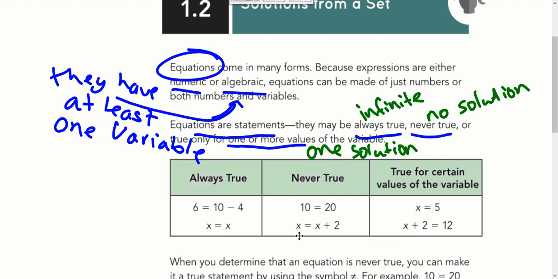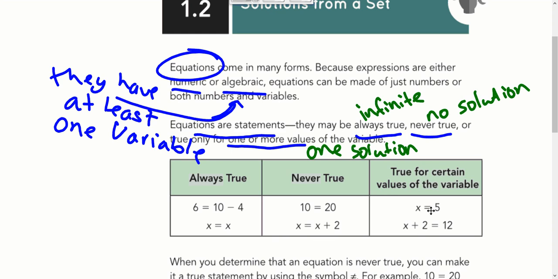Okay, think about it. If I put something in for X, let's say 5, for example, 5 will equal 5 plus 2. Well, 5 plus 2 is 7, not 5. So it doesn't work. Okay, so I can't put 5 in for X and make that a true statement.